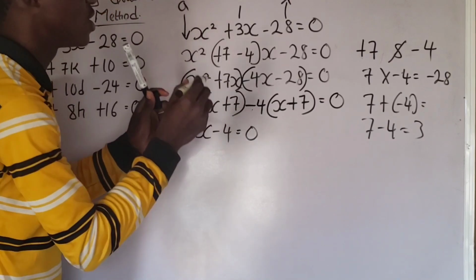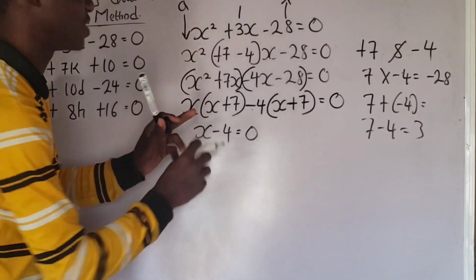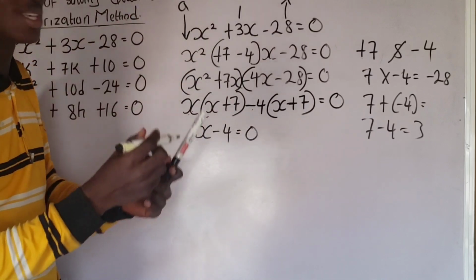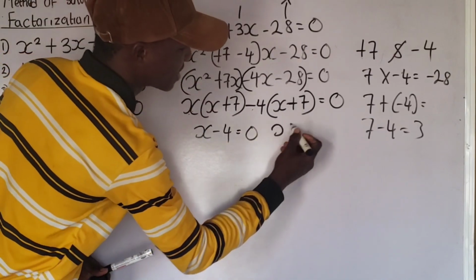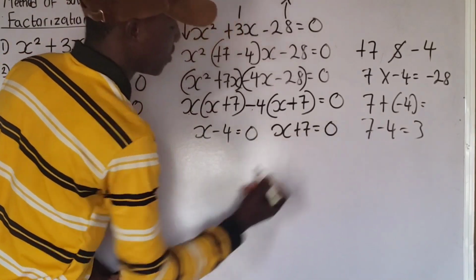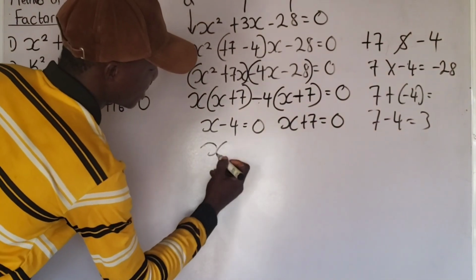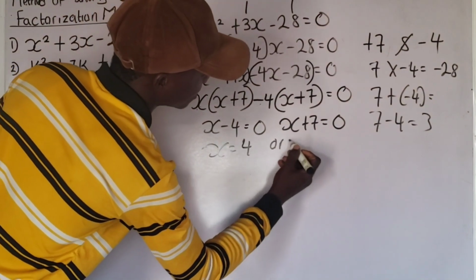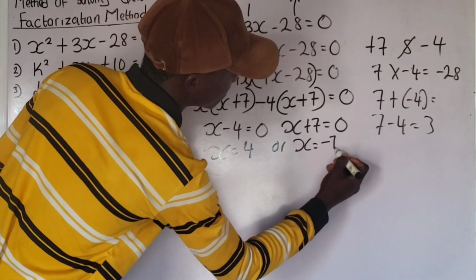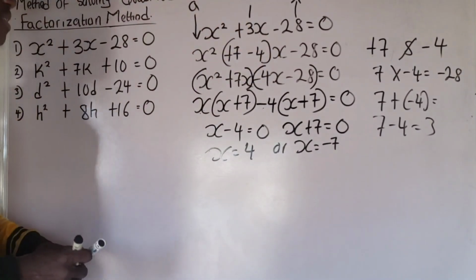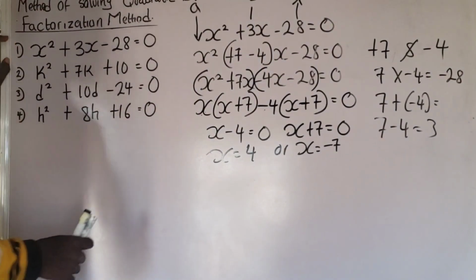Then I'm going to choose one of these brackets. You can choose this or this; you are still going to have the same answer. So I'm going to have x plus 7 also equals 0. Since I'm looking for the value of x, x equals 4 or x equals negative 7. That is the value of x for this quadratic equation.